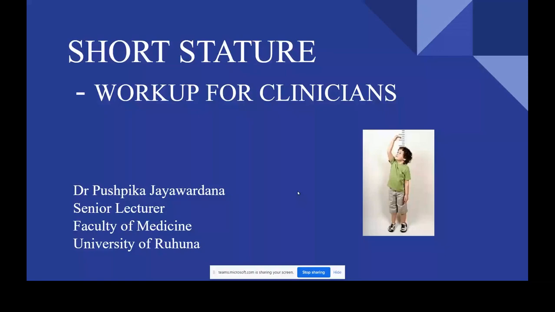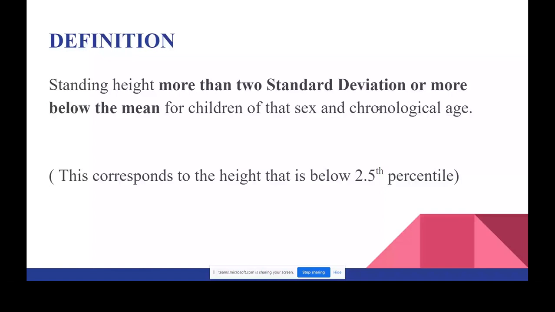A short stature is defined as standing in height more than 2 standard deviations or more below the mean for children of that particular sex and chronological age. If it is more than 3 standard deviations, definitely there is some pathological problem. But for the definition, we consider less than 2 standard deviations or more below the mean.